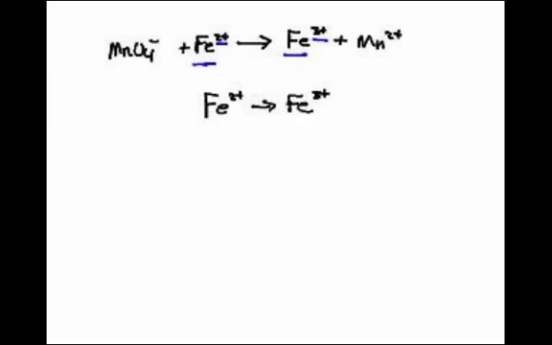Now I need to follow my rules. It says write the half reaction. I did that. Balance all the elements except H and O first. There's one iron and one iron, so that's good. Balance the O's with water. There's no O's. Balance H's with H positive. No H's. But the next step says balance charge with the electrons. So the charge on this side is +2. The charge on this side is +3.